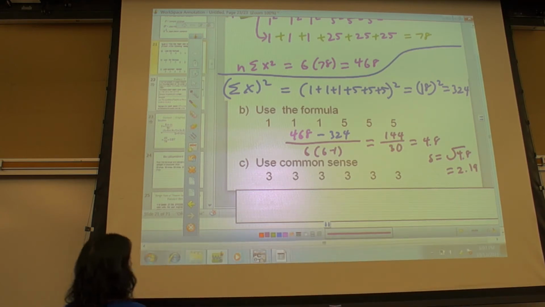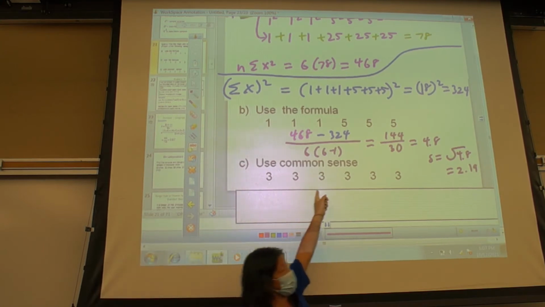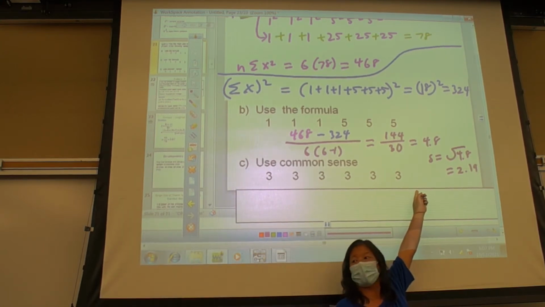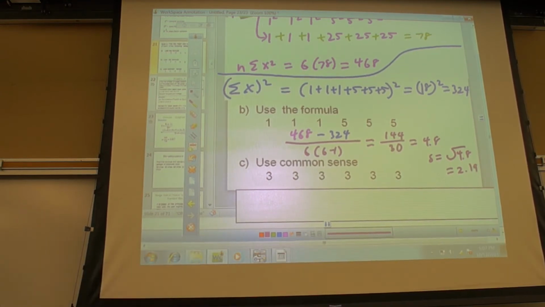Okay. Number C, common sense. How much do these guys vary from each other? Not at all. 0. So their variance is what? 0. Their standard deviation is what? 0.